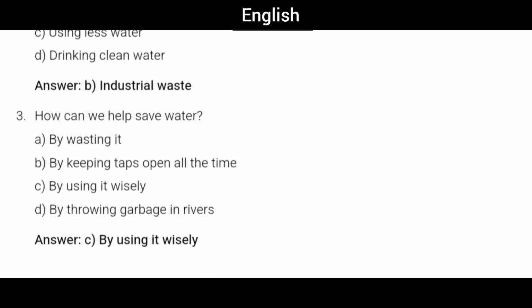Now, number 3. How can we help save water? How can you and me, we can save water? By wasting it. See, this is nonsense. By keeping taps open all the time. This is also wrong. By using it wisely, of course. By throwing garbage in rivers. Wrong. So the correct answer here is by using it wisely. Of course, this is very easy.